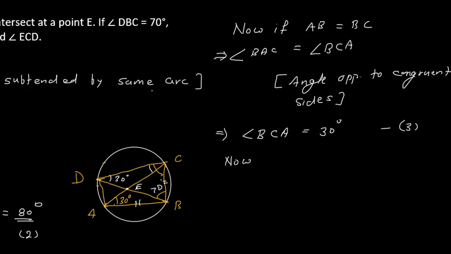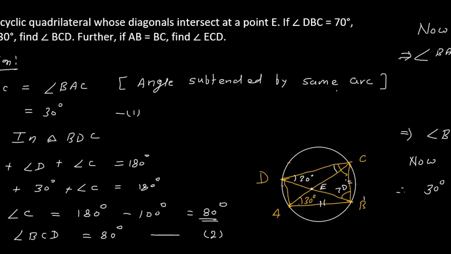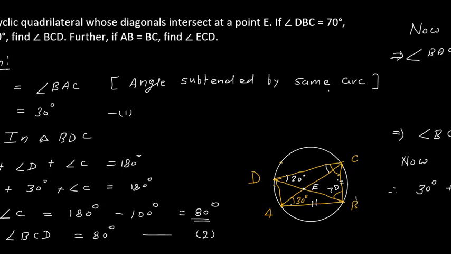Now angle BCA plus angle ACD is equal to angle BCD, right? So BCA is 30 degrees, plus angle ACD, which we don't know, is equal to BCD, which is 80 degrees. You can see in equation number 1, we have calculated the value of angle BCD as 80 degrees. Here, this is 80 degrees.